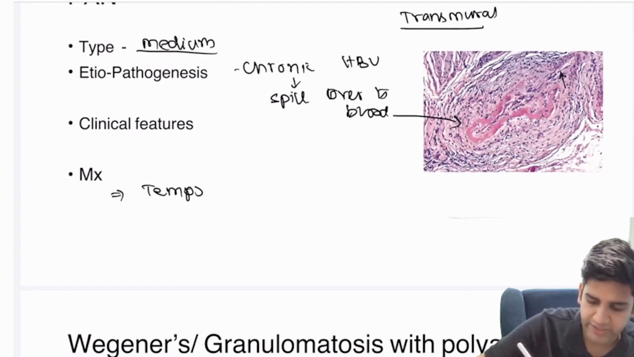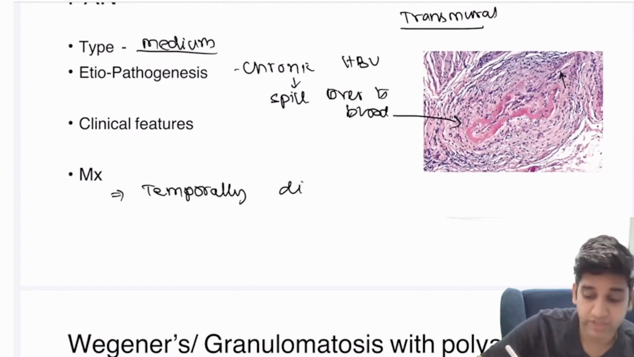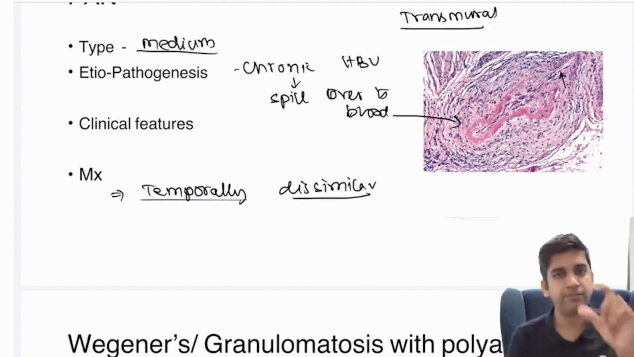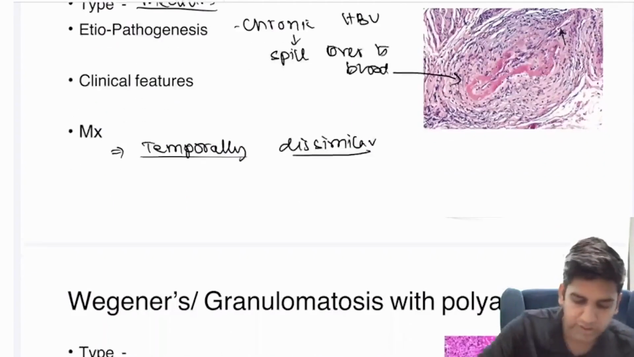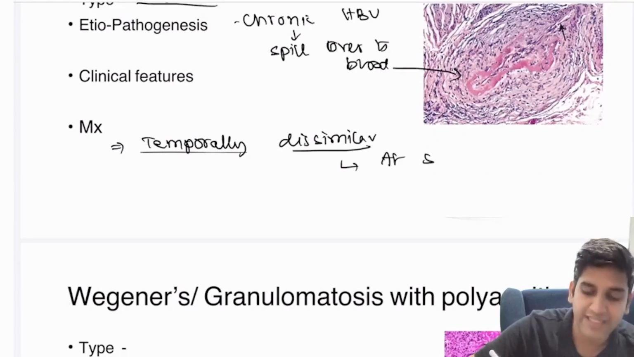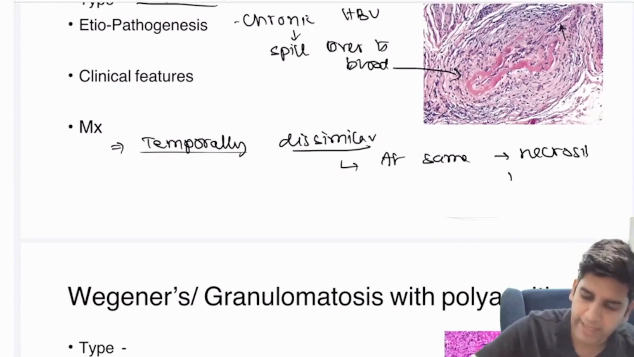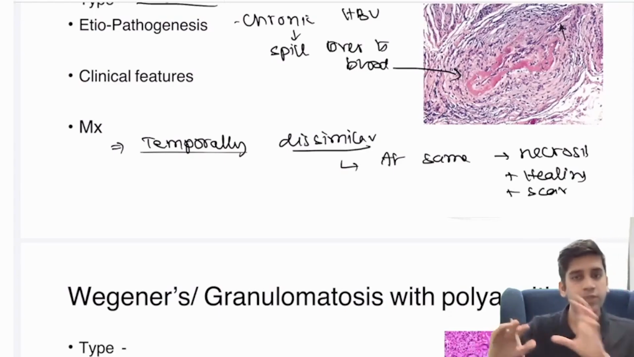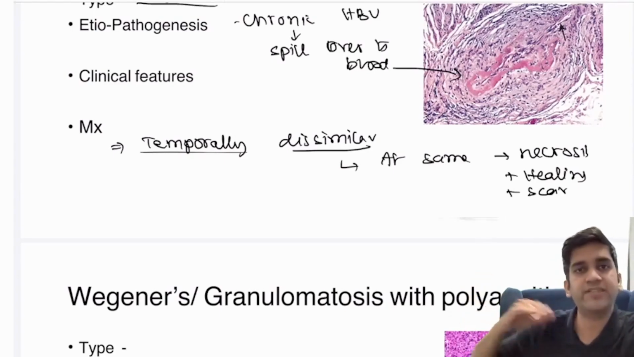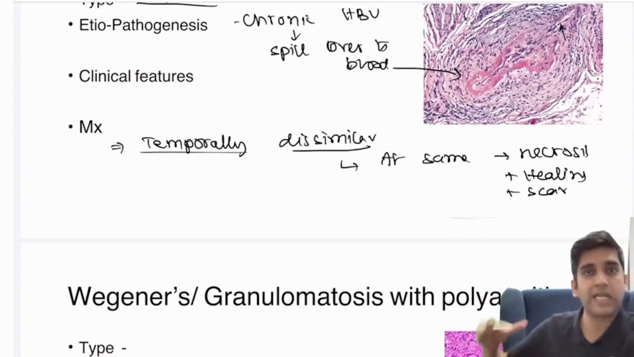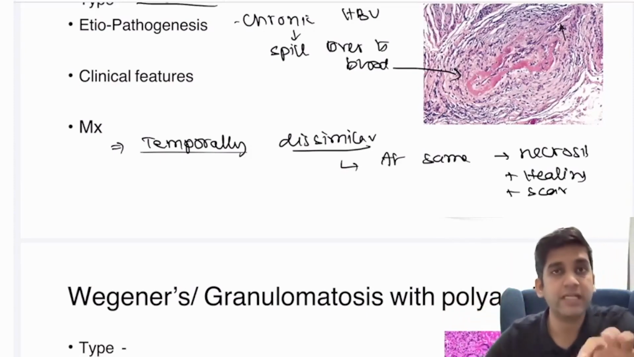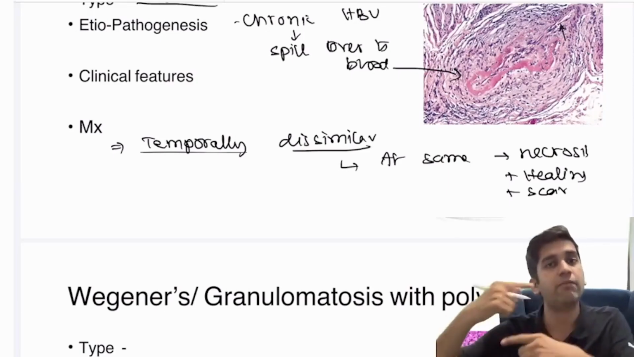temporally dissimilar lesions. This came once in an exam, the same words, temporally dissimilar. Right? What do you mean by temporally dissimilar lesions? In the same time, in a PAN, you will see necrosis, fibrinonecrosis by default, and also healing tissue, and also a scar. Ideally, all these three findings should be seen only after a week. I cannot see scar and necrosis at the same time. But in PAN, you will see that because of the chronicity of HBV, it can come again and again and again.